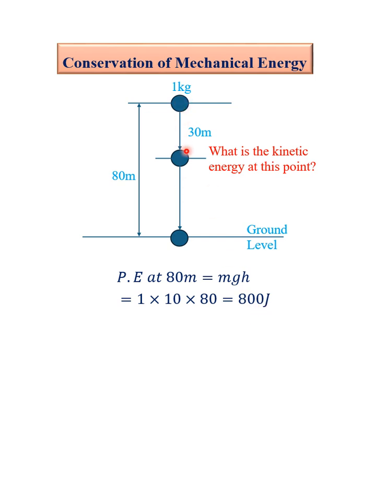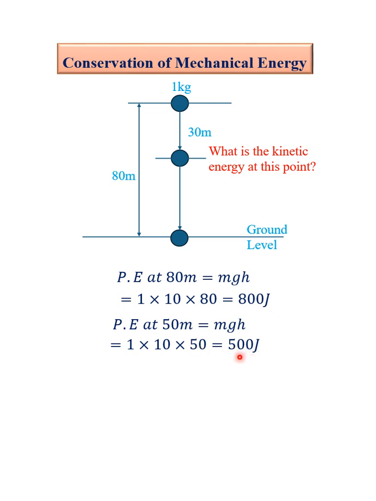After it has fallen through 30 meters, what is the height from the ground at this point? If it fell through 30, it means that it is 50 meters above the ground because the whole height is 80, it fell 30. So from this point to the ground is 50. So we are just going to calculate the potential energy at 50 meters. And it's also equal to mgh. The m is 1, the g is 10, but this time the h is 50 because it is at this point now. If we do this multiplication, we get 500 joules.